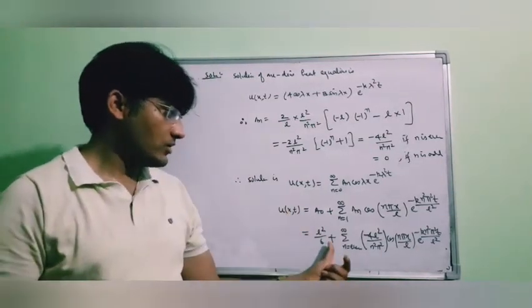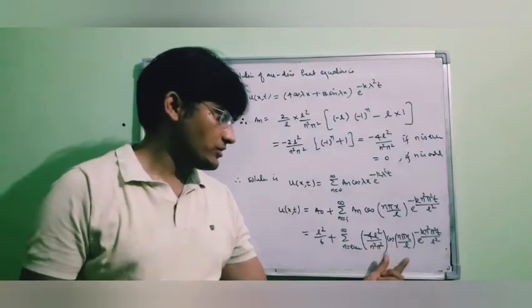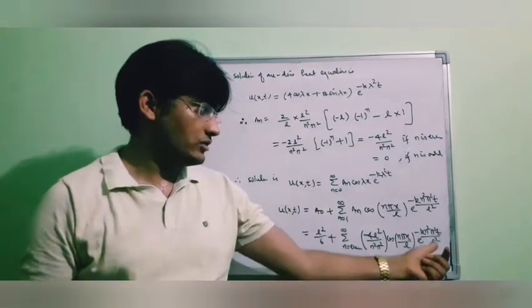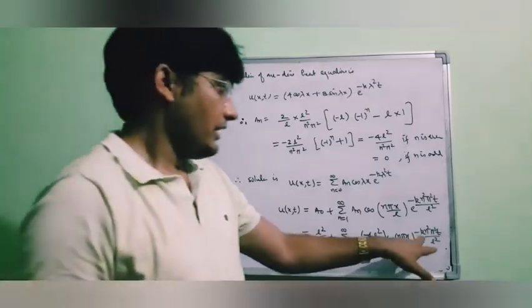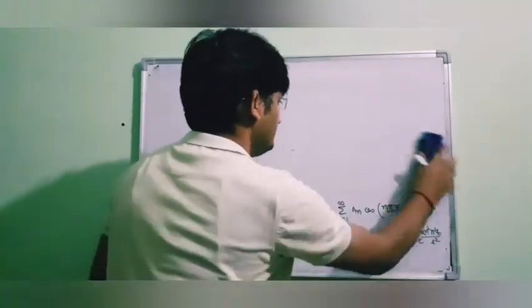u(x,t) equal to l square by 6, then summation when n is even, and this is your coefficient, and then cos(n pi x upon l) into e power minus k lambda square into t. Now let us solve one more question.